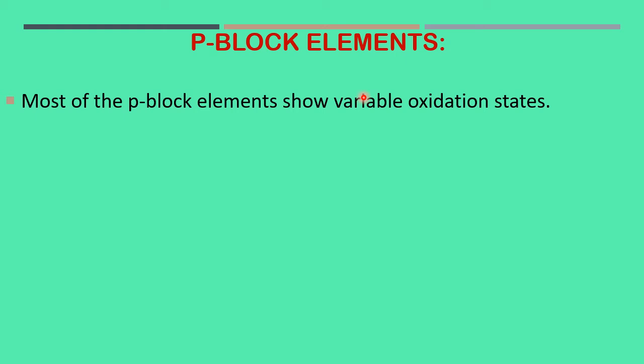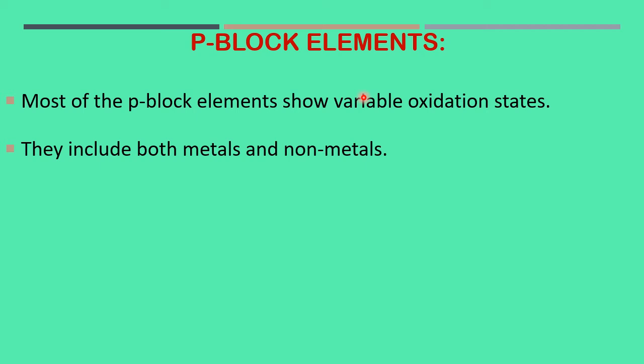They include metals, non-metals and metalloids also. The p block is the only block where we find all three categories of elements: metals, non-metals, and metalloids. I will show this on the MPT, that is the modern periodic table, afterwards to support this point. They are generally covalent in nature. Why? Because they prefer to share electrons due to their smaller size.